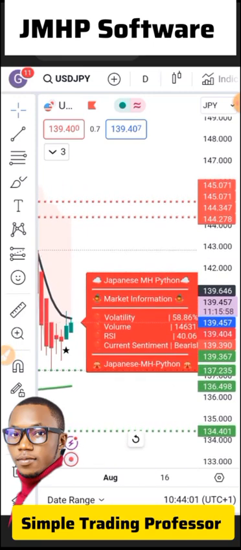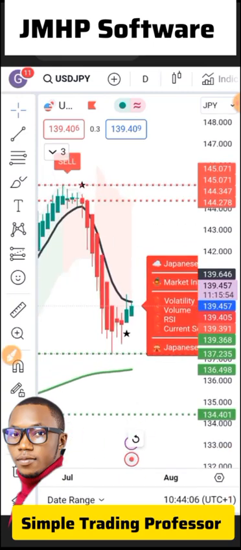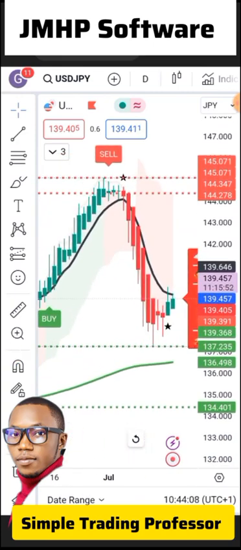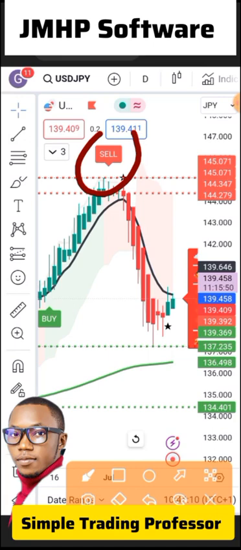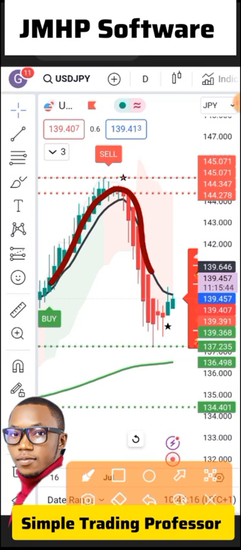So let's continue. The first thing we'll talk about is the dashboard. The second thing you see on this software is the buy and sell signal. The third thing you see on the software is the 8 EMA. I've talked to you about the 8 EMA. It tells you the trend. It helps you to understand trend.